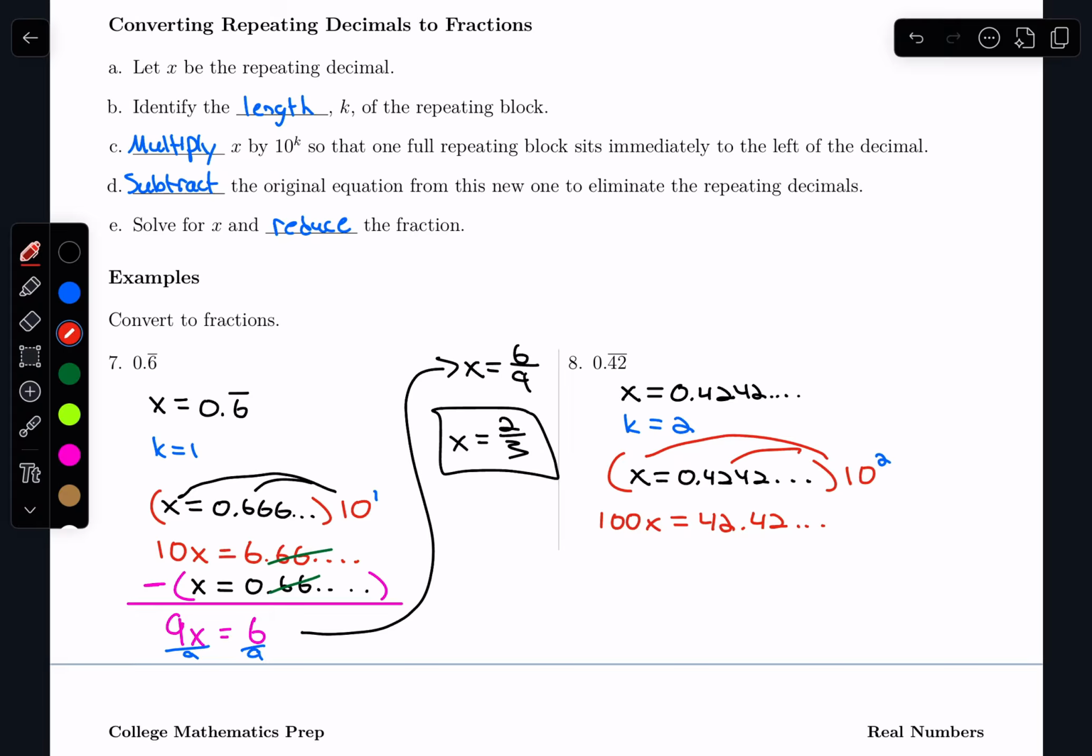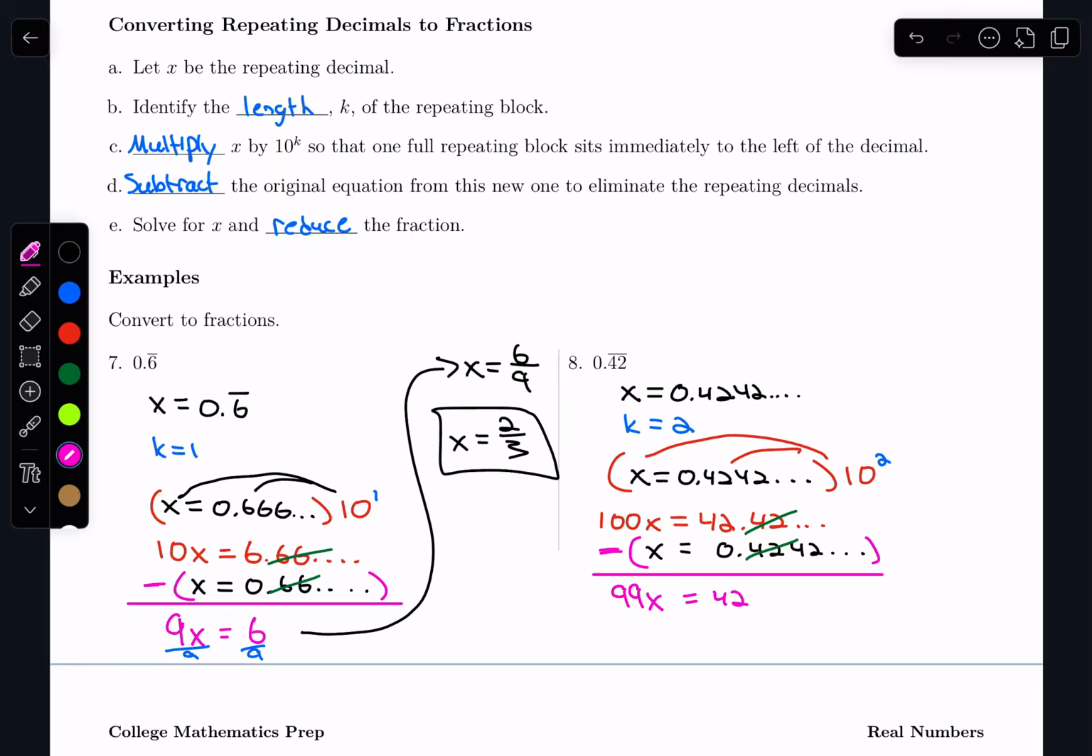Part D says to subtract the original equation. So I'm going to put x equals 0.4242, where those 4 2's keep going underneath. And I'm going to subtract this from what's above it. On the left side, I have 100x minus 1x. That gives me 99x. On the right side, the decimal part, all the 4 2's cancel each other out. And so we're just left with the 42 in front.